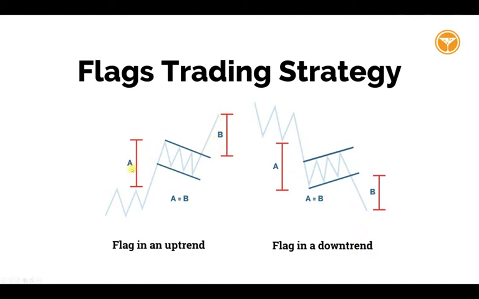So every single time we're looking at a flag, we're always looking for the length of the pole or the breakout period, and then we identify that as the take profit. When we buy it, we want to buy it on the break, and we want to place our stop loss just below the last low of that consolidation flag area.